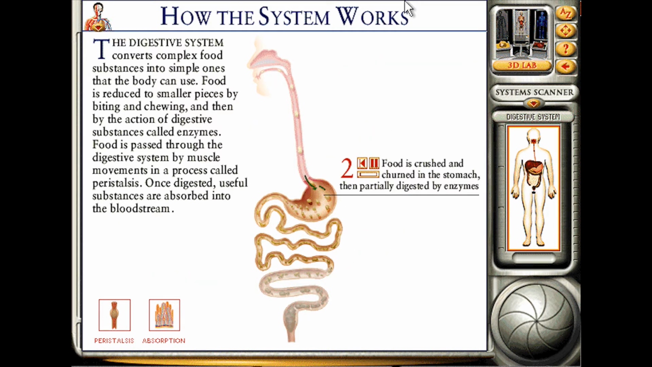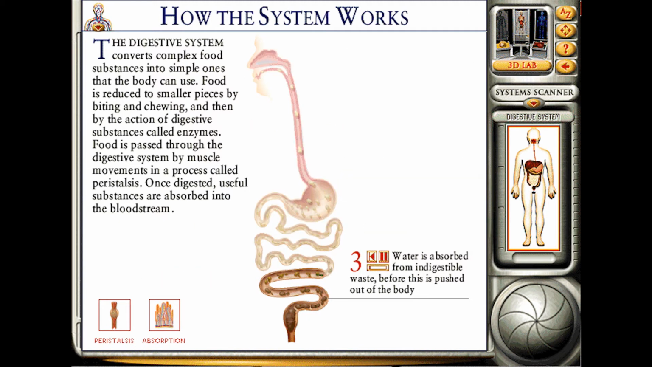Food is mixed with acidic juices produced by the stomach wall that help break it down. Stomach wall muscles also contract, crushing and grinding the food. The food then passes into the small intestine, where digestive substances called enzymes complete the process of digestion. Useful food finally enters the bloodstream in a process called absorption.